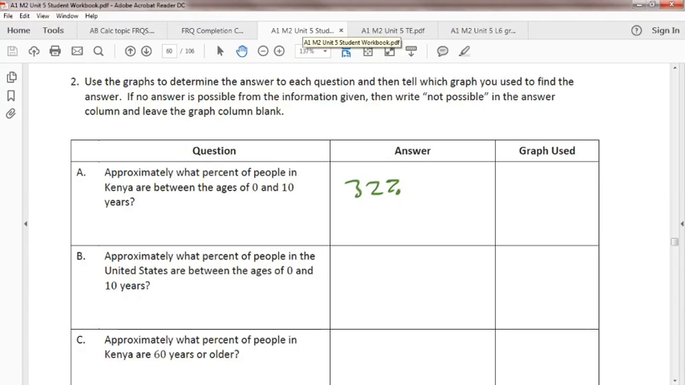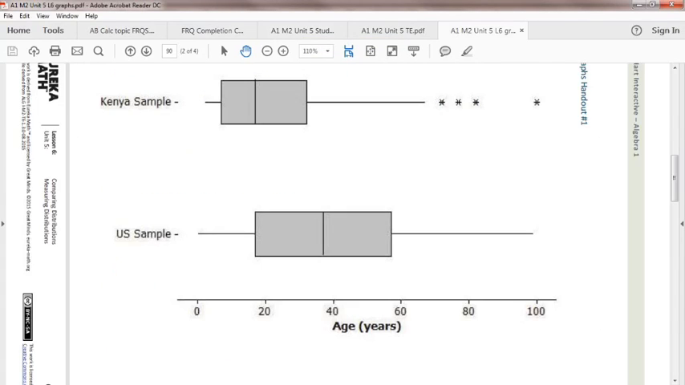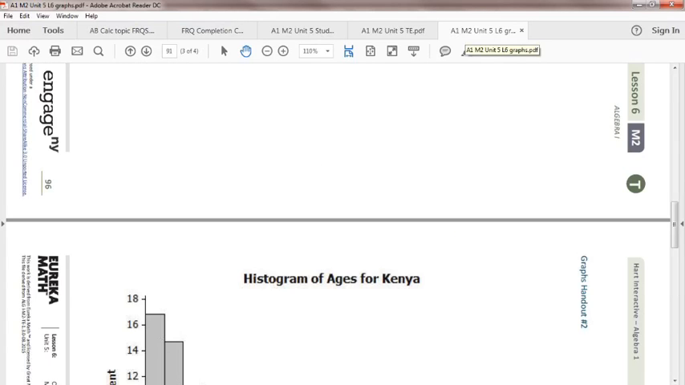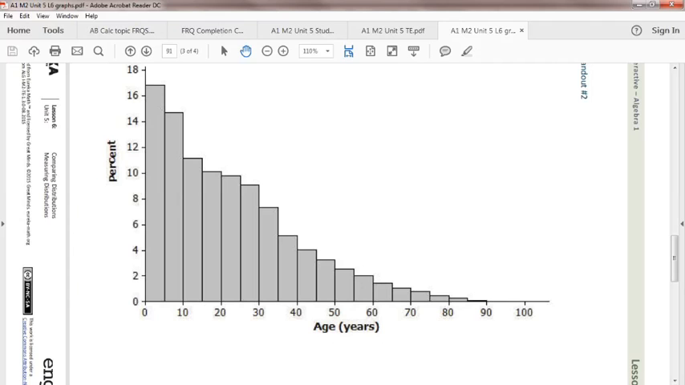If we hop on over to the Kenya graph, I would go with the histogram graph. It's this one right here. Now here's 0 and here's 10. So between 0 and 5, we have 17%. And then between 5 and 10, that looks like 15% to me. So 15 plus 17 is 32, that's how you get it.